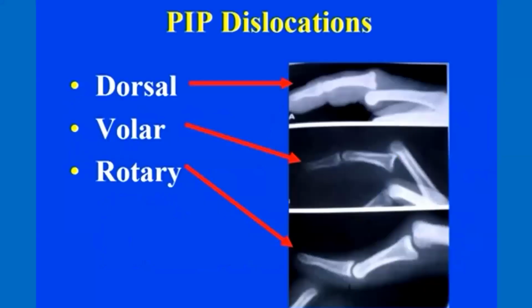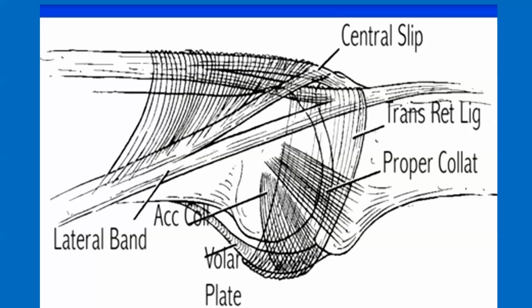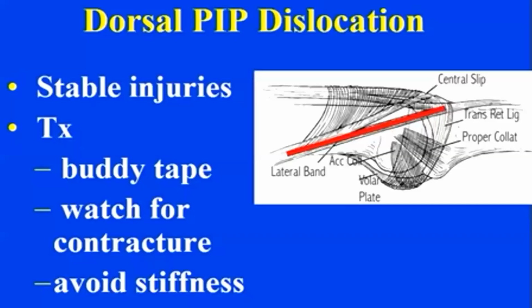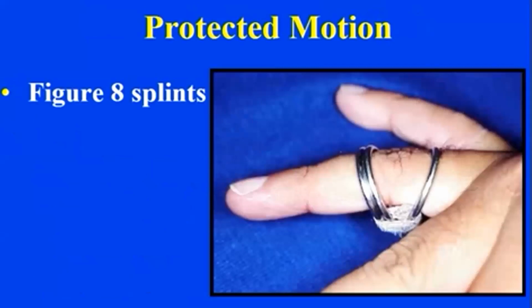Dislocations I'm going to skip, but you have to know that in PIP dislocations, the most common is where the phalanx is dorsal to the metacarpal. But you have three types: one dorsal, one flexed, and one rotated. These are the three types of PIP dislocations. If you have tears of the lateral ligaments and there's recurrent dislocation, you can use figure of 8 splints to hold it.